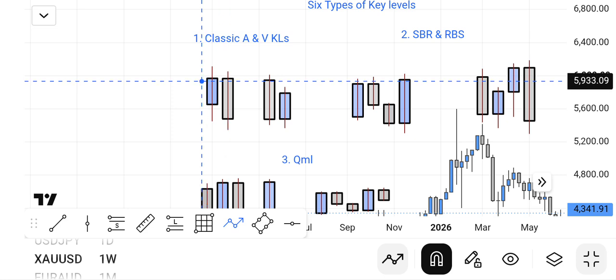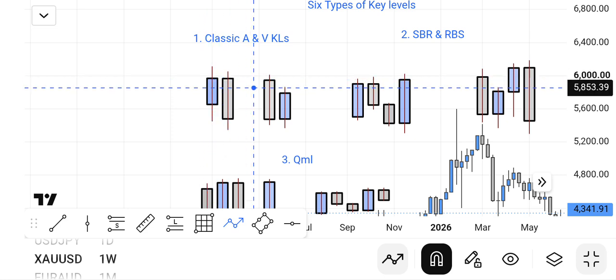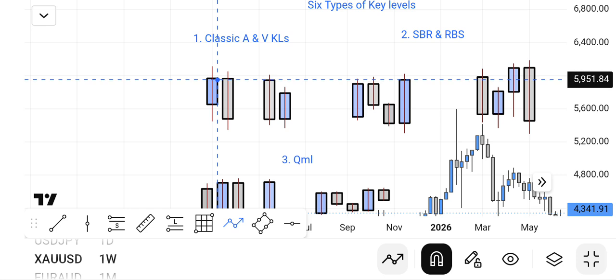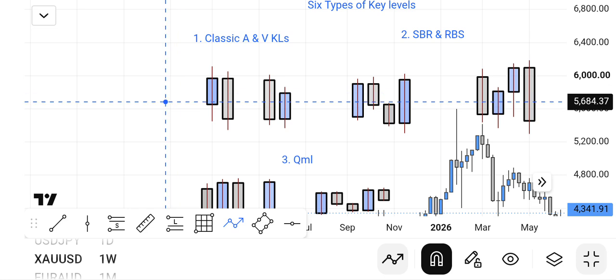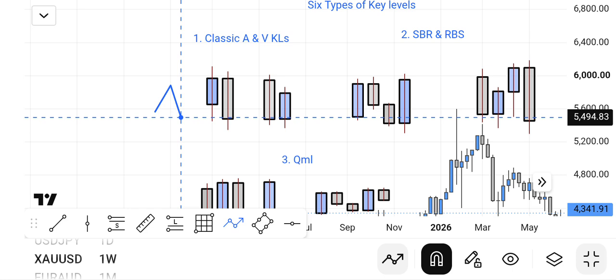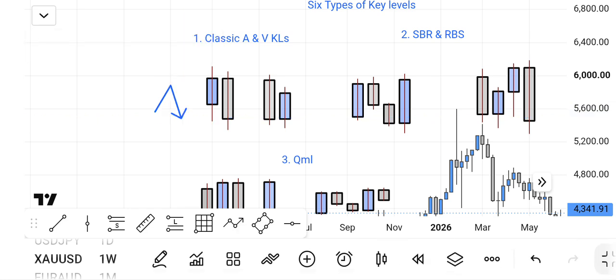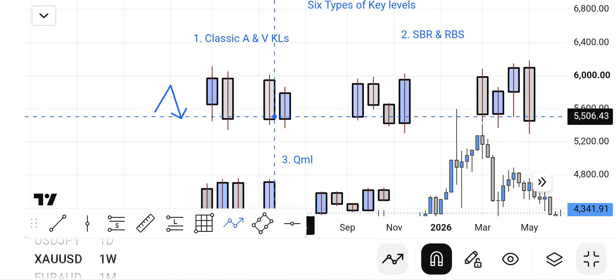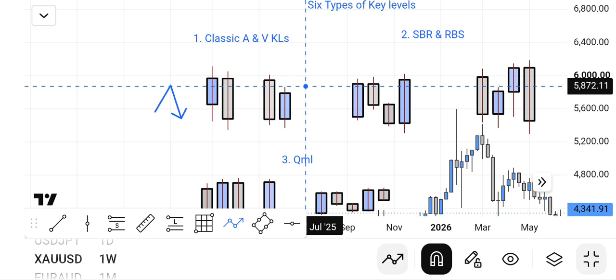So now, why is this a classic A and V shape? It is because this closing price and this closing price align. There is the bullish and the bearish candle here. So price bought and sold. So we know what an A key level is now. This is just an inverted V, but we just call it A shape, and I'll show it to you on the chart. It's the same thing with this one over here, the bears and then the bulls.